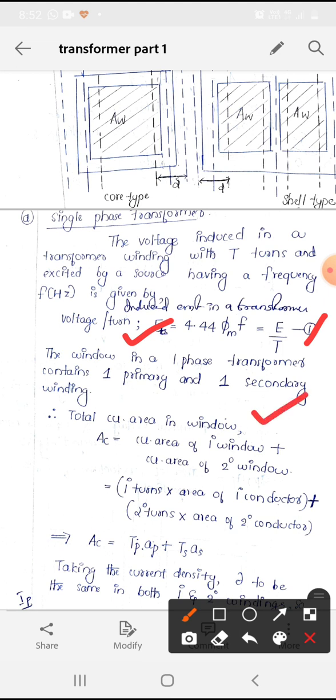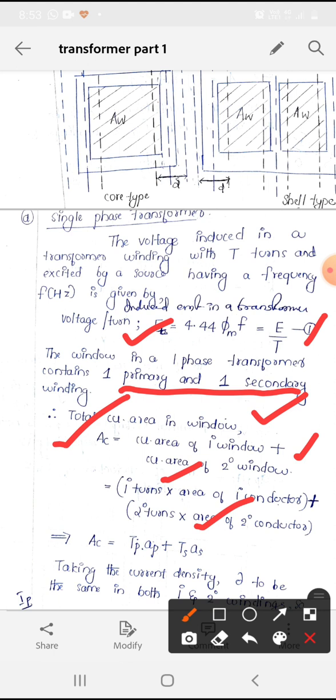So next we need to find the total copper area in window. For single phase transformer, it contains one primary and one secondary winding. Therefore, total area of copper in window is equal to copper area of primary winding plus copper area of secondary winding. So copper area of primary winding means primary turns into area of primary conductor plus secondary turns into area of secondary conductor.